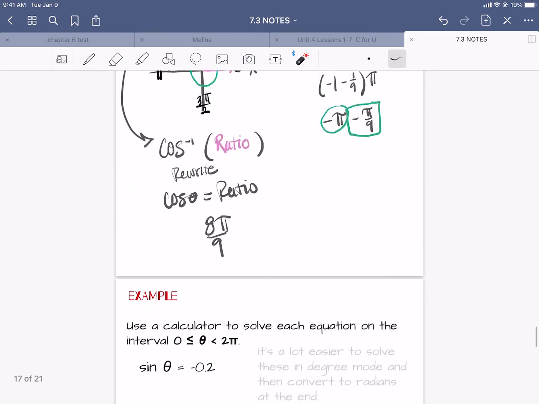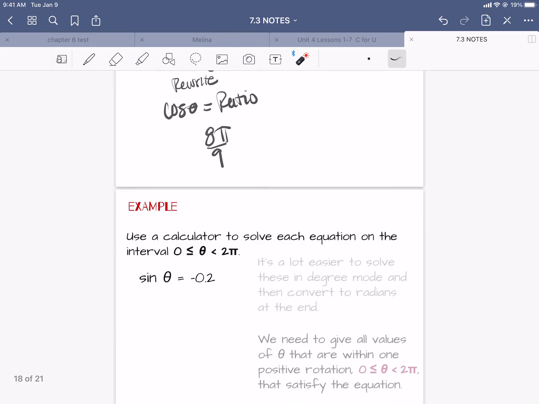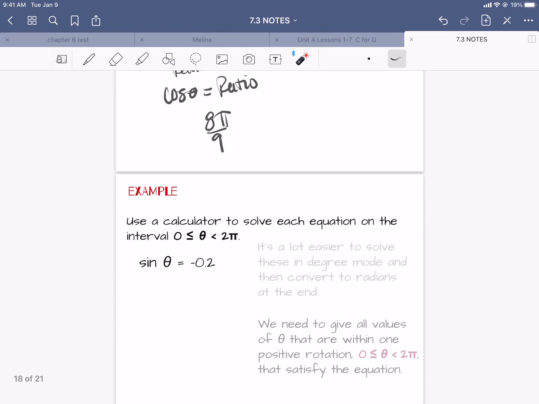It's up to you. You could leave it in radians, though this time the radians are in decimal value, so it might get a little funky. I really suggest you do the degree thing. So here I go. I'm solving, so I'm going to apply inverse sine. So I've got to get theta by itself. So I'm applying inverse sine.